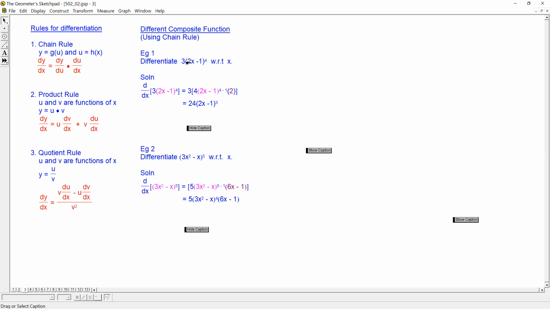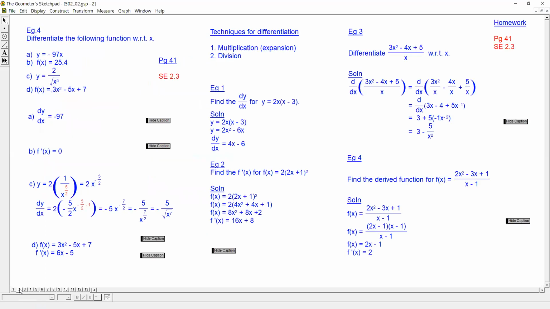How do you recognize that you have to use the composite function? There will be a bracket, and the bracket is raised to a certain power. Usually it is more than 2, because if it is power of 2, you can always expand, multiply out, and you differentiate one by one, like this, right? You can always expand like this one by one, then you differentiate one by one.